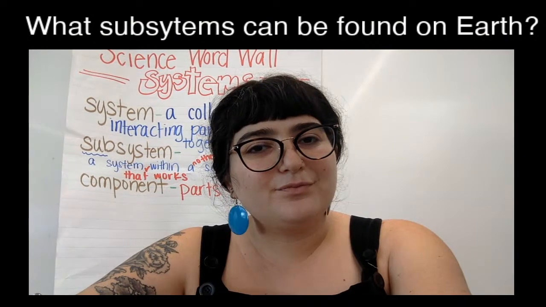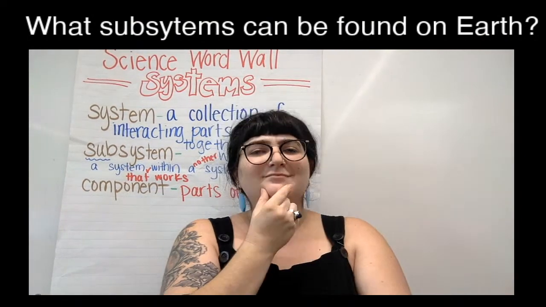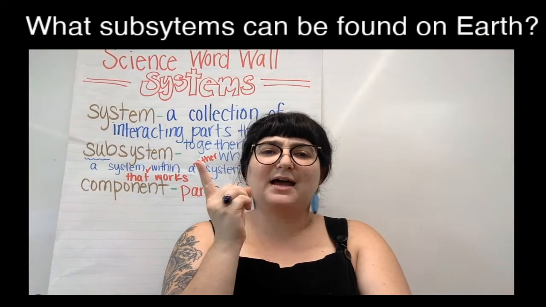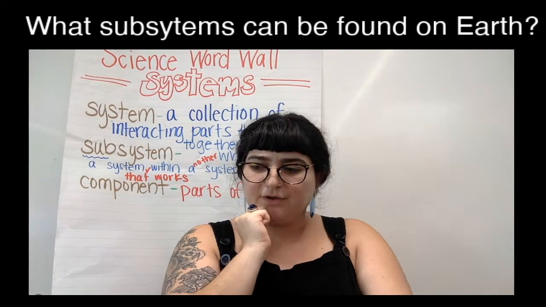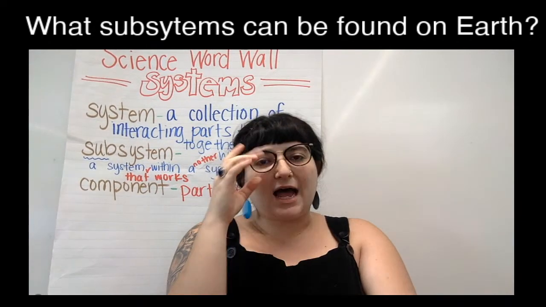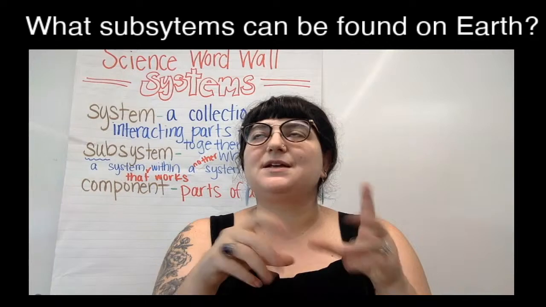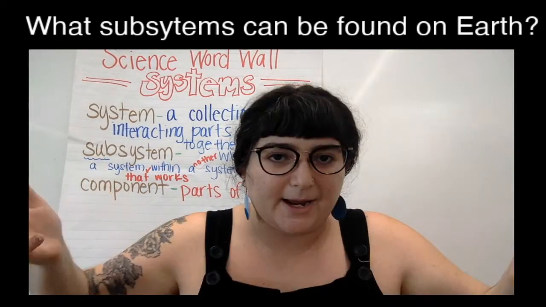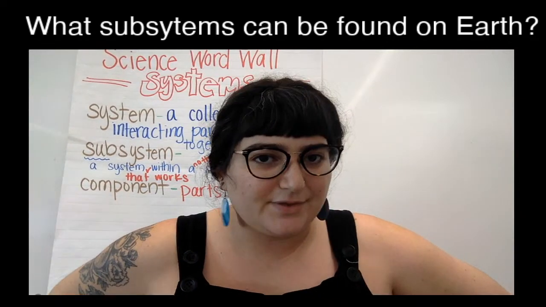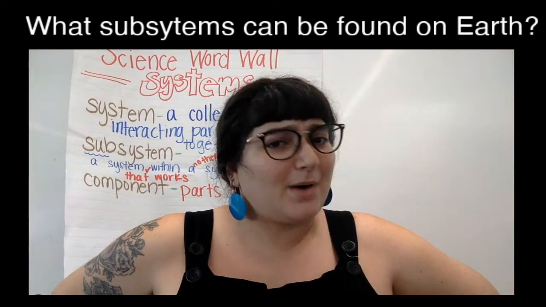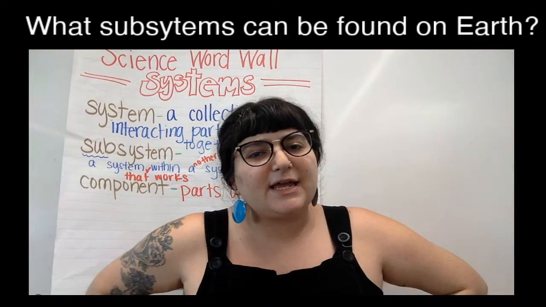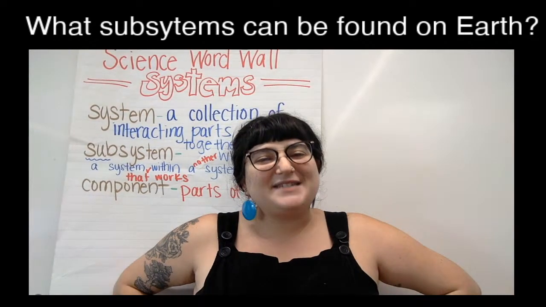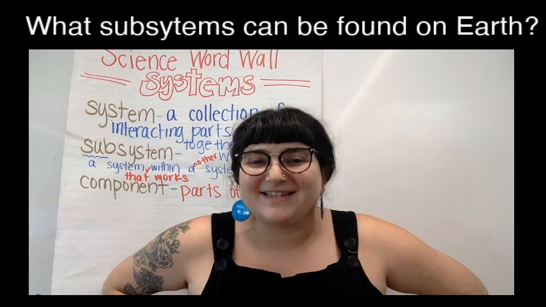Now, what subsystems can be found on Earth? Well, when I think of subsystems, I think of systems within a system, right? Earth is pretty big. There are lots of different parts that work together. And really, these different parts are subsystems.